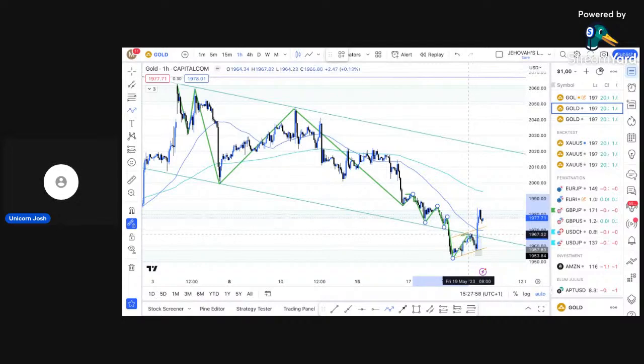Okay, so a lower high is only valid as a lower high if it creates a new lower low. If the lower high does not create a new lower low, if it creates a higher low, then it is not a valid lower high. That sounds like a lot of words, but don't worry.